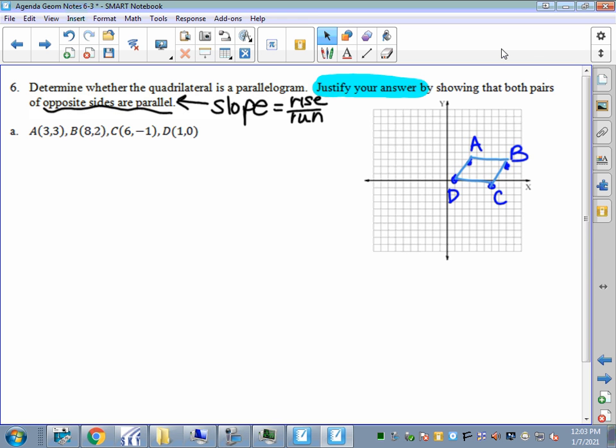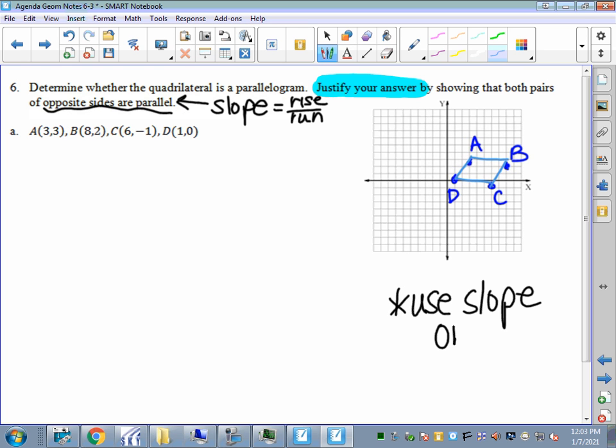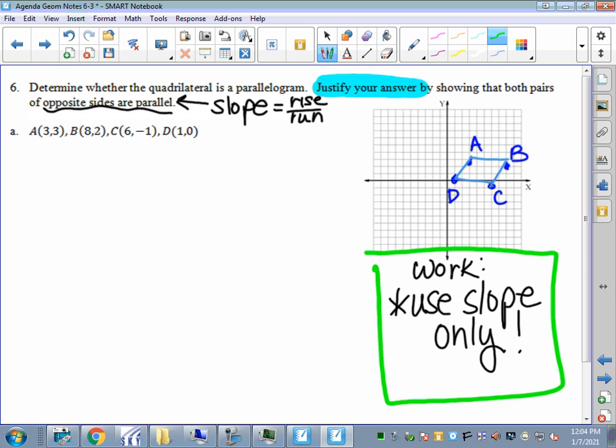In the book, please use the slope method only. You don't have to use the distance formula. If you know how to do this with slope, and I think it's shorter and easier, then only use slope for any of the work, quizzes, whatever. Use slope only, unless you want to do it a different way. Again, sometimes you might need to use diagonals, but we can use slope.